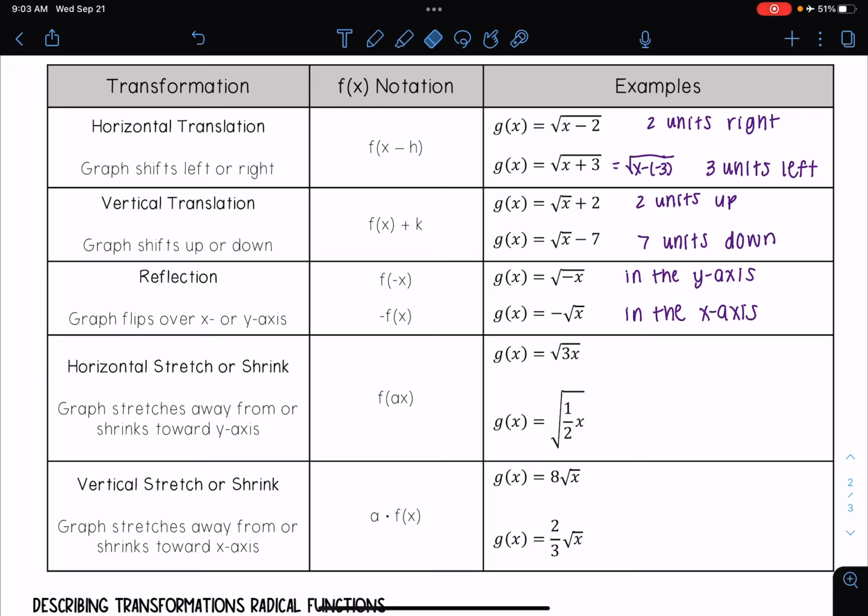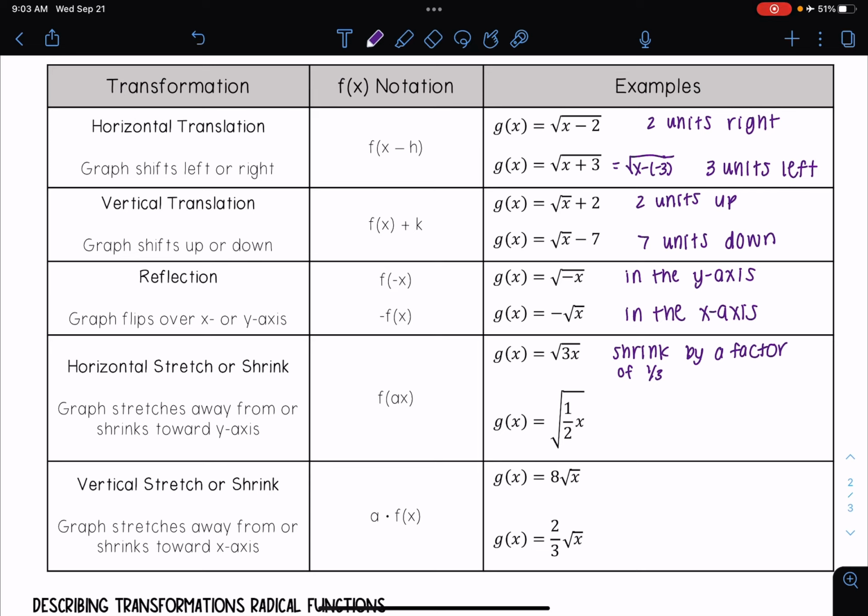And then we have horizontal stretch or shrink, and that's when the graph stretches away from or shrinks toward the y-axis. And that function notation is going to look like f of a times x. So for example, when I have g of x is equal to the square root of 3x, this is going to be a shrink by a factor of 1/3. So remember, with horizontal, we really take the flip of what we see in there.